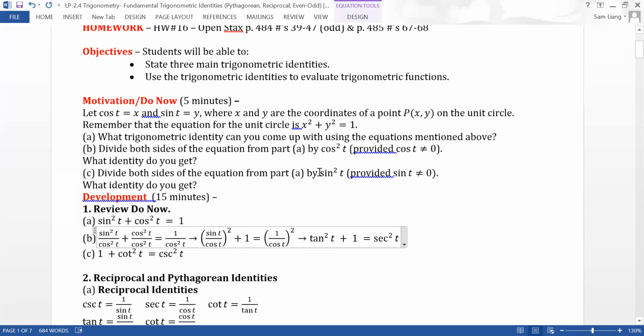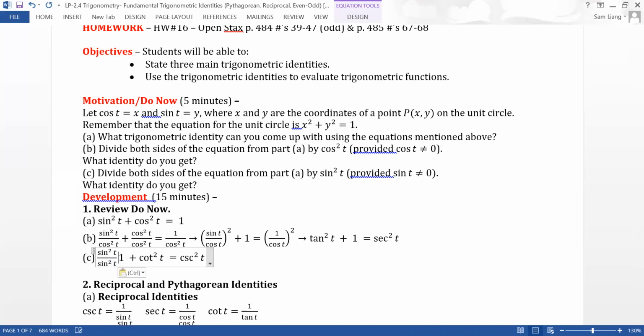Next, we have this first equation divided by sine squared t. So let me do the math again. This divided by that, and plus cosine squared t divided by sine squared t, and then that equals 1 divided by sine squared t. All right, so I won't go through the math like I did in part B, but sine squared t divided by sine squared t is 1. And then we would do the same thing as we did in part B.